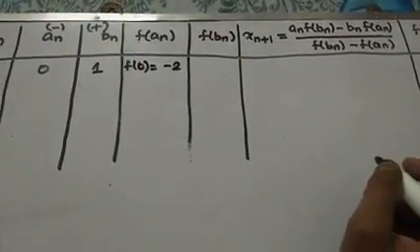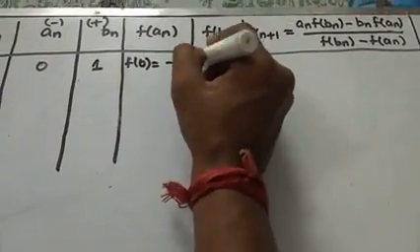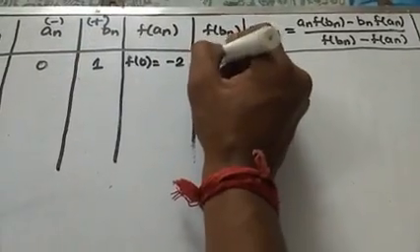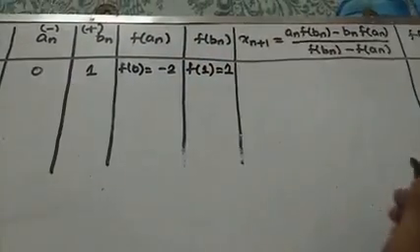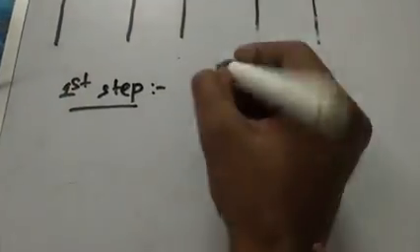Minus 2. Then we have to find f of bn. F of bn means bn is 1, and f of 1, the value is 1. And then we have to find xn plus 1. So let's do the calculation. First step, we have to find xn plus 1.